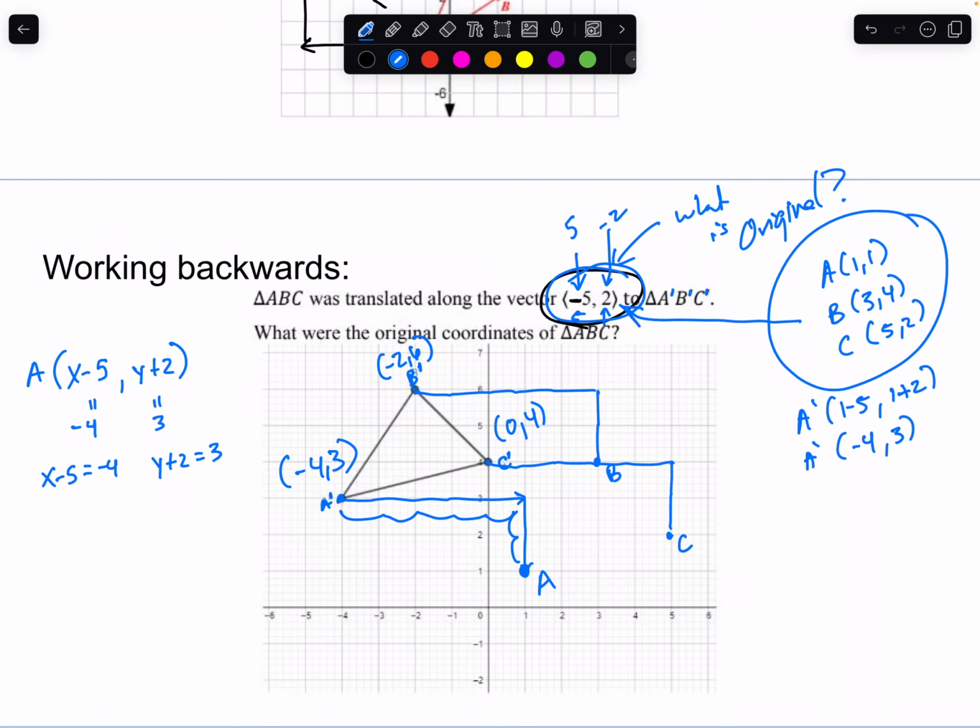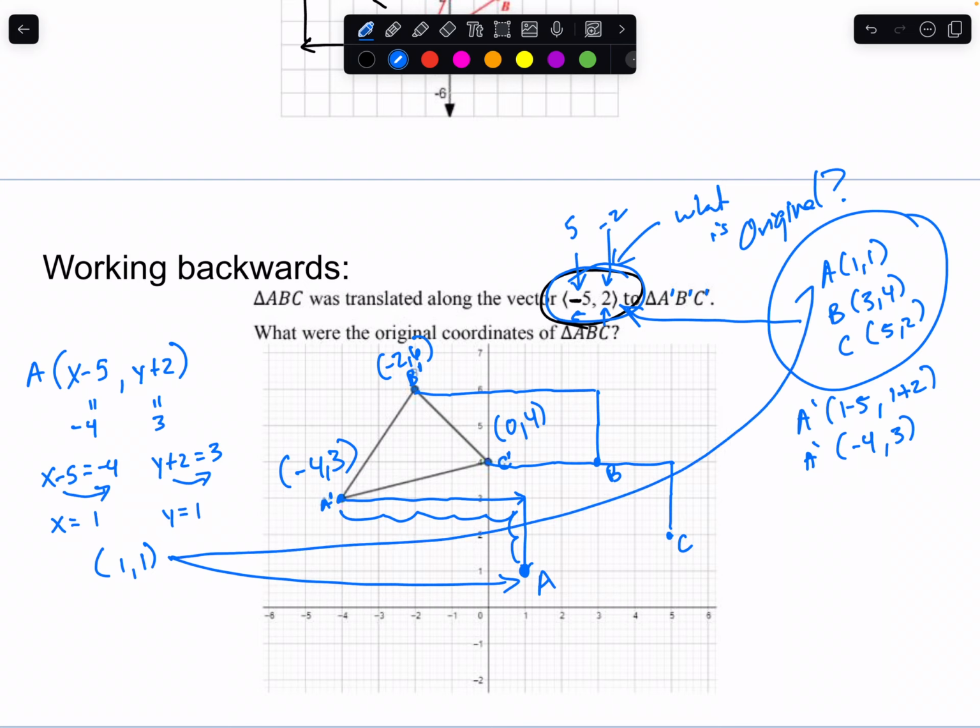When I solve for x, by moving this over, I do the opposite. I get x equals 1. When I move this over, I do the opposite. I get y equals 1. This tells me the original point, which is true. That's exactly what we said, right? We said we could figure out the original point using an algebraic equation or by using the graph.